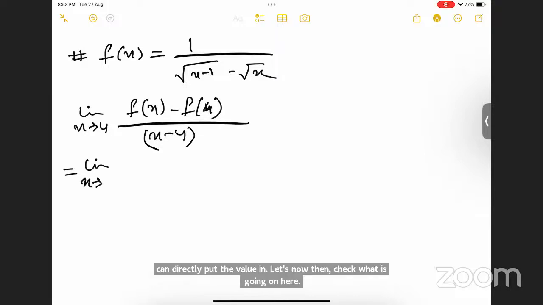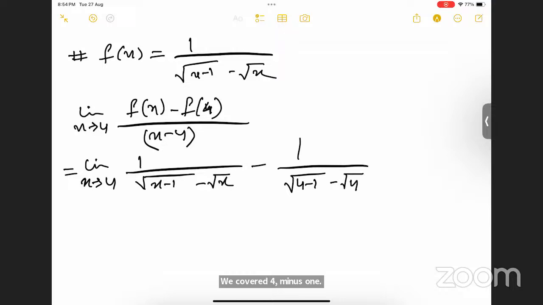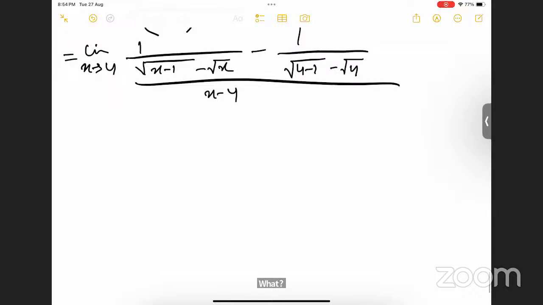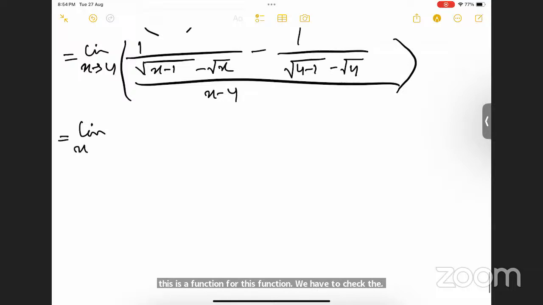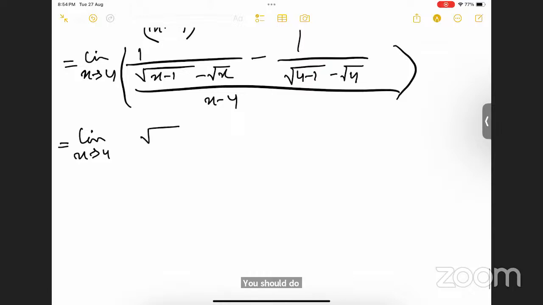So as x tends to 4, 1 by (x minus 1) minus root of (x minus 1) by root of (4 minus 1) minus 4, right? Yes, ma'am. So this is our function. For this function, we have to check the limit. If we have something in root format, what should come to our mind first? We should do the conjugate thing, right? Yeah, rationalize.